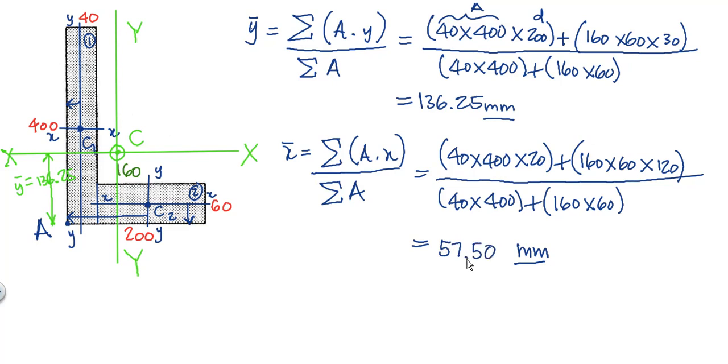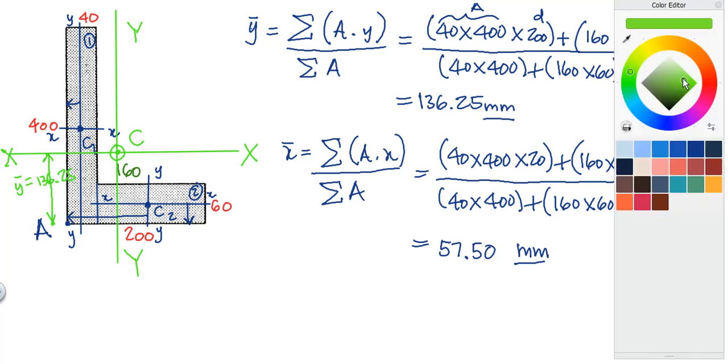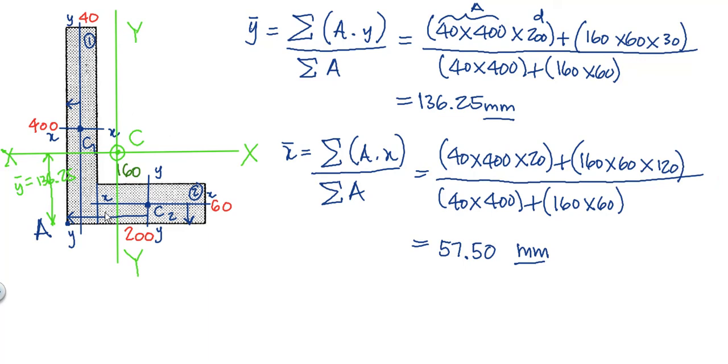57.50 millimeters. Okay. What does that mean? That is the horizontal distance from there all the way to there. So that's bar x. Just draw a little line in there.